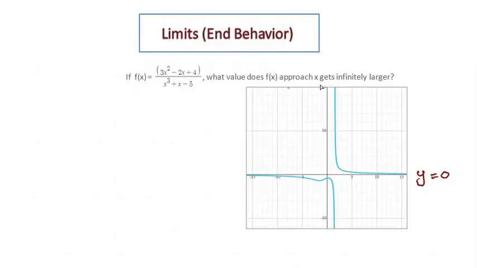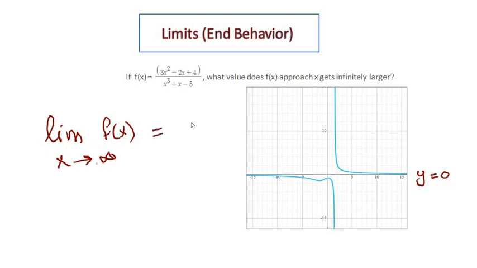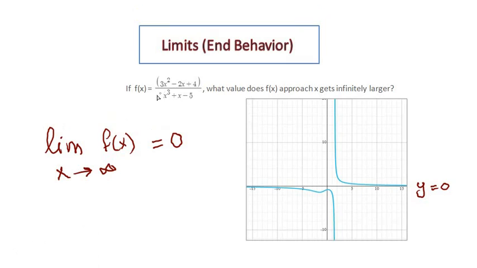So, as the value of x gets infinitely larger, the value of y approaches 0. Or not exactly the value of y. This is what we call the limit: the limit as x approaches infinity of the function f of x. So the limit of this function at infinity is 0. Notice here that the degree of the denominator is greater than the degree of the numerator. Let's see another example now.